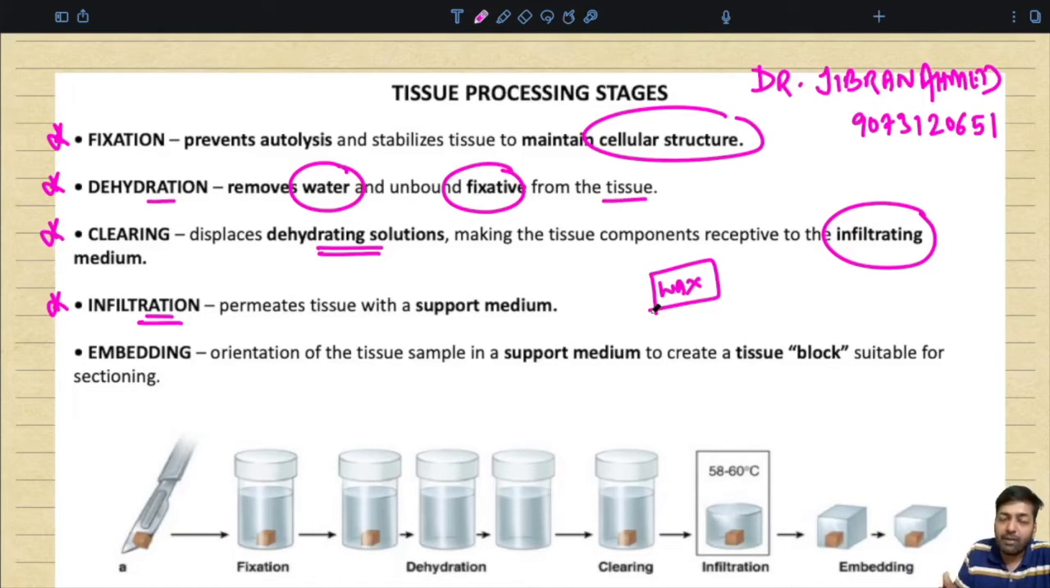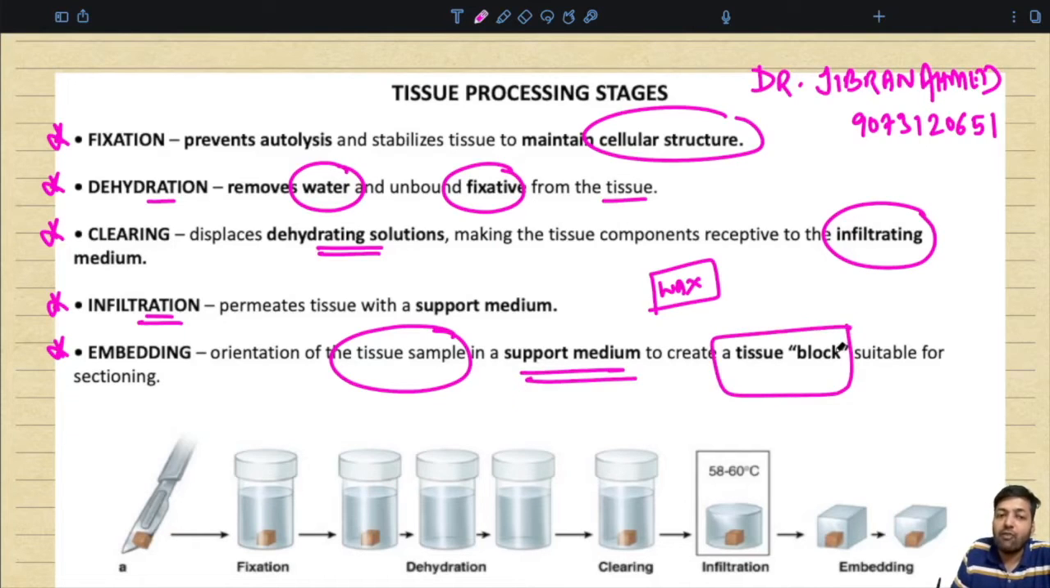So for that purpose, we have to infiltrate the tissue with wax so as to make it suitable for microtomy or for tissue cutting. Okay. Finally, whatever substance we are infiltrating inside, we also have to support the entire tissue in a mold. That is achieved by embedding. So over here, there is an orientation of the tissue sample in a support medium to create a tissue block which is suitable for sectioning.